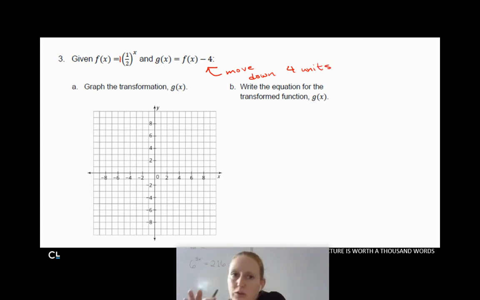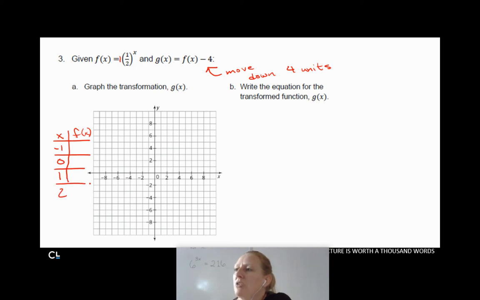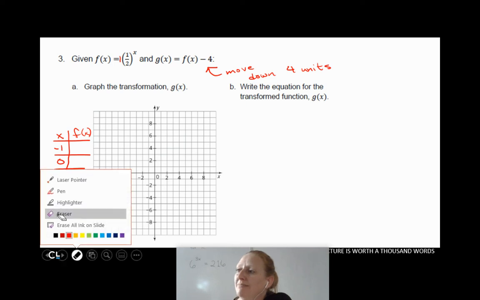Now, there are a lot of ways of doing this. I'm going to make a little mini table, and you can put as many points or as few points as you want on this table. I'm going to say that's x, that's f of x. I'm going to use the original, and then I'm going to move it down 4 units. I always like to do at least -1, 0, and 1. You can do more if you like. Like, I think I might throw a 2 on there. But you can do as many as you like. You don't have to put the 2 on there.